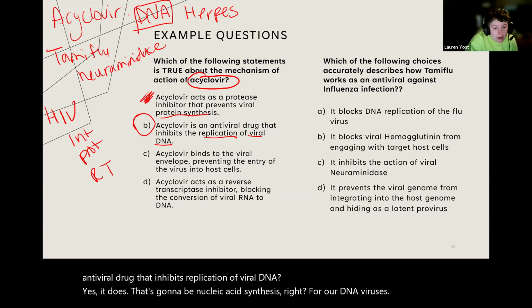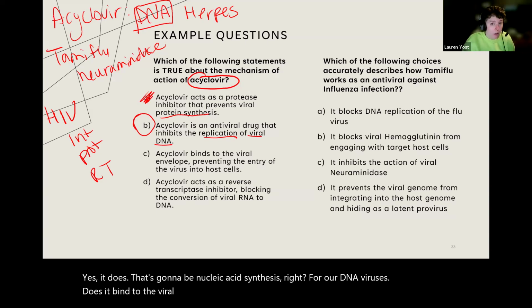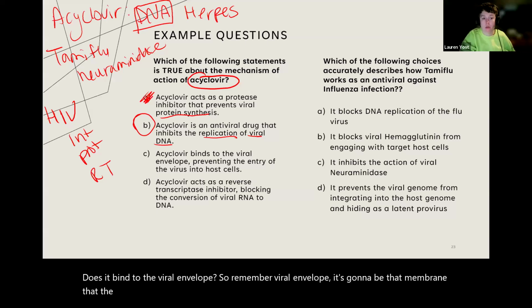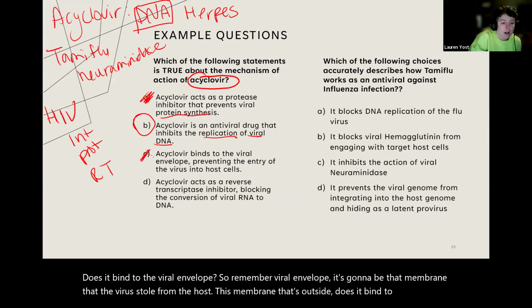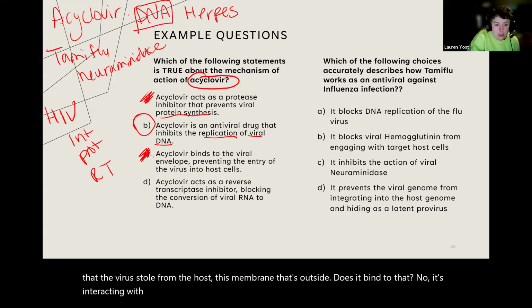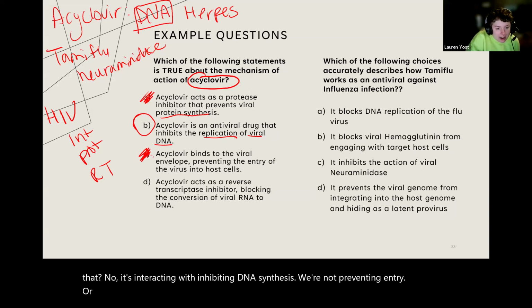Does it bind to the viral envelope? So remember, viral envelope is going to be that membrane that the virus stole from the host. So it's the membrane that's outside. Does it bind to that? No, it's inhibiting DNA synthesis. We're not preventing entry. Or does acyclovir act as a reverse transcriptase inhibitor? We don't have reverse transcriptase.